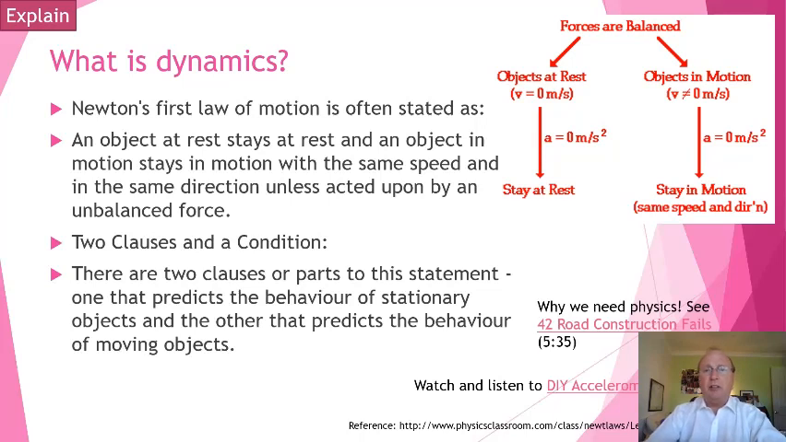And this little flow diagram says that when forces are balanced, objects at rest stay at rest. In other words, the velocity is zero and the acceleration is zero. If forces are balanced, and that's the condition, then objects in motion will continue in that velocity and stay in motion at the same speed and the same direction, and their acceleration is also zero.